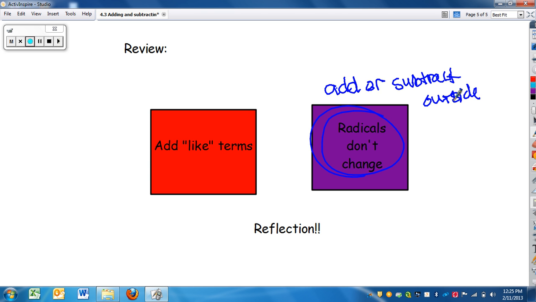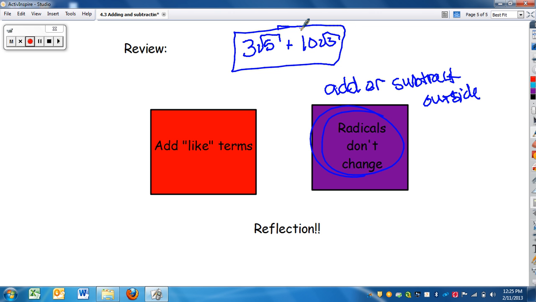And one extra thing to keep in mind, sometimes you can't add them together. So you may end up with something like 3 square root of 5 plus 10 square root of 3. And then that's your final answer. You just can't put them together. They are not alike, so you just leave them as such. It doesn't become square root of 8 or anything like that. They're separate. They're not alike. Just like we don't add x squared to x.